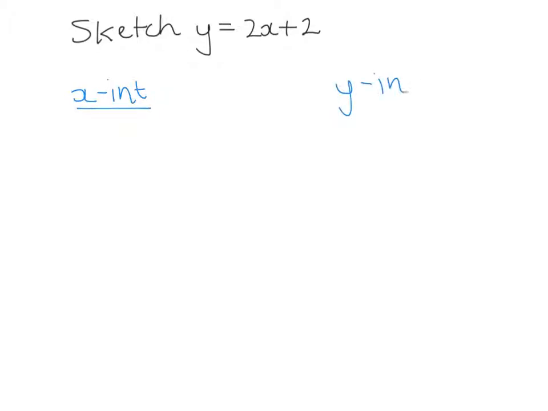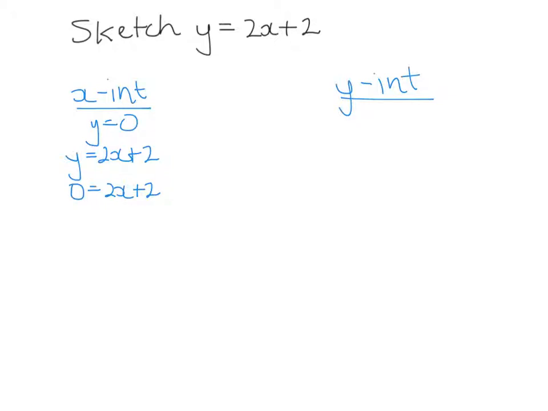Now the x-intercept is where the graph hits the x-axis and the y-intercept is where the graph hits the y-axis. Now if we're hitting the x-axis, y is equal to 0. So in our equation, if we put in y is equal to 0, we'll get 0 is equal to 2x plus 2.